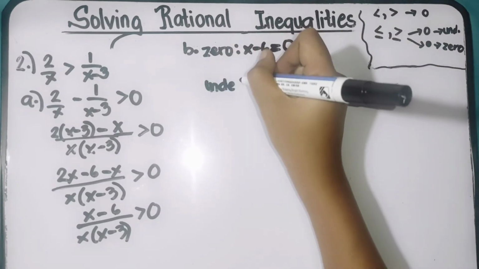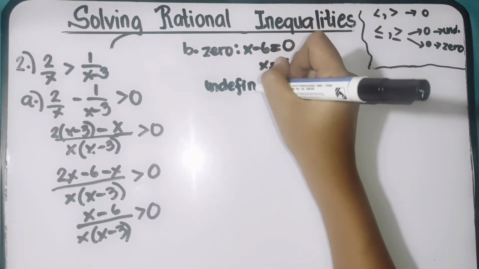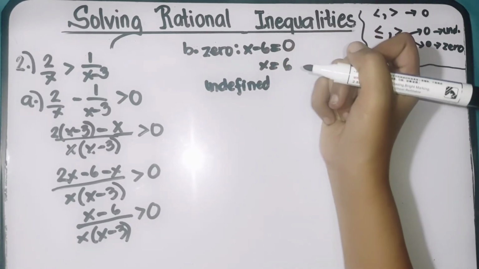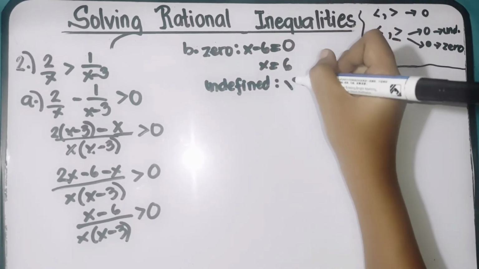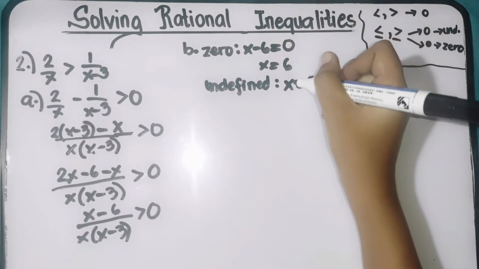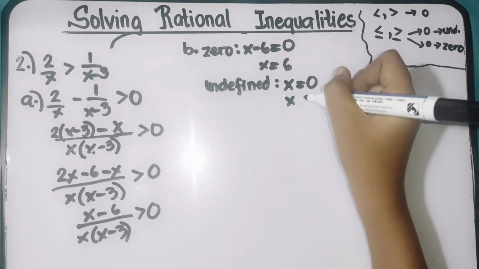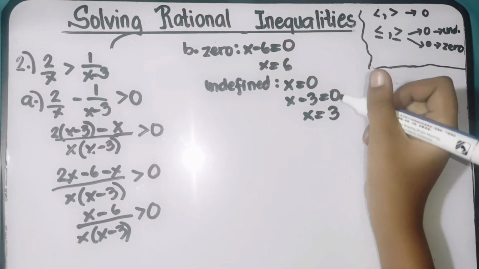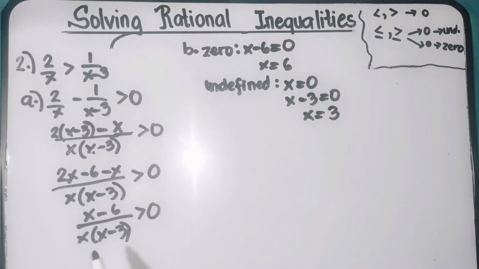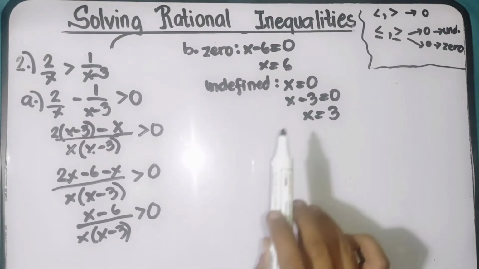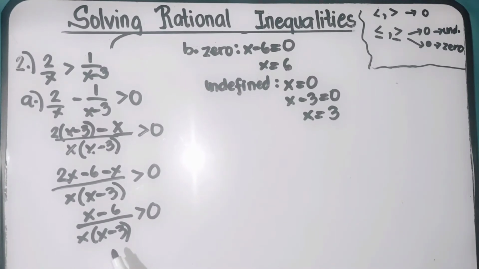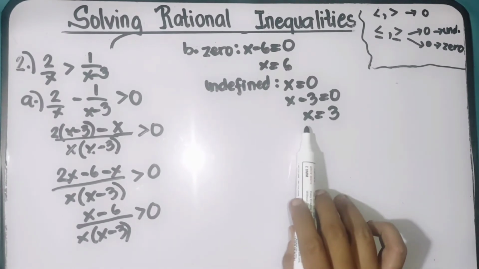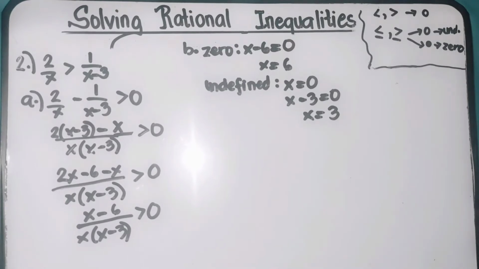On the other hand, the values that will make the denominator 0 are x equals 0 and x equals 3. X equals 0 comes from this factor, equate to 0, therefore x is equal to 0. And x minus 3 is from the other factor, x minus 3 equals 0, that is x is equal to 3. Plot the points on the number line.